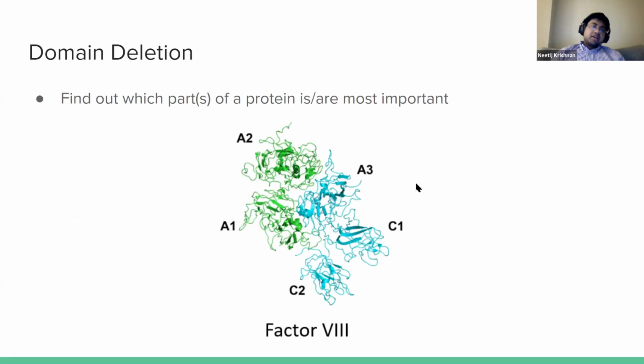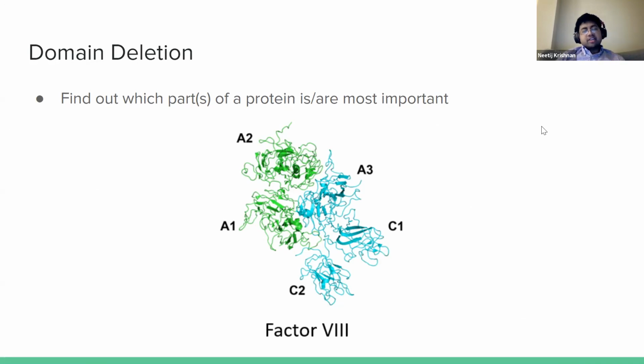Another thing that can be done along these lines is a domain deletion. Proteins, even if they're made of one single piece of polypeptide, one chain, can have different regions that are important for activity. These regions are called domains. And domains are usually separated by flexible regions that don't have a particular direct effect on the protein function.